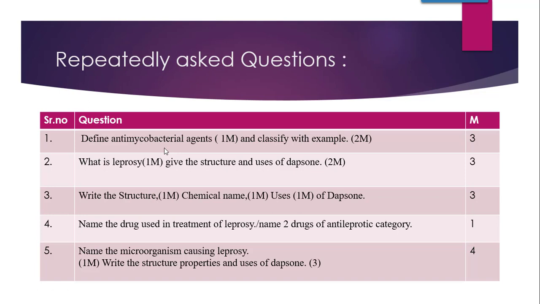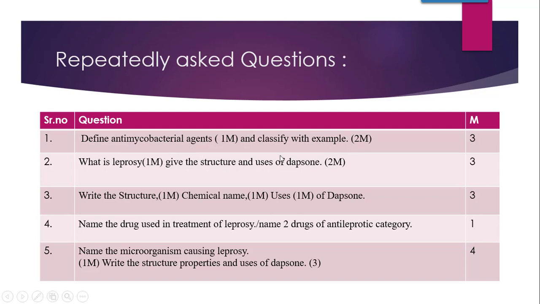So what are the diseases which are caused due to mycobacteria? The diseases are tuberculosis and leprosy. That is, mycobacterium tuberculosis causes TB and mycobacterium leprae causes leprosy. So the drugs which are working on mycobacterial species, that are known as antimycobacterial agents. So the question is define antimycobacterial agents and classify with example.